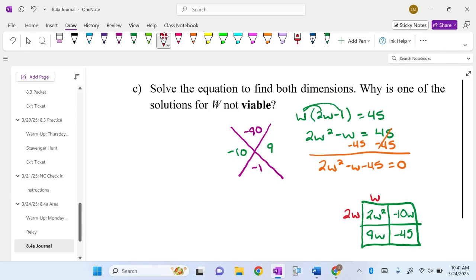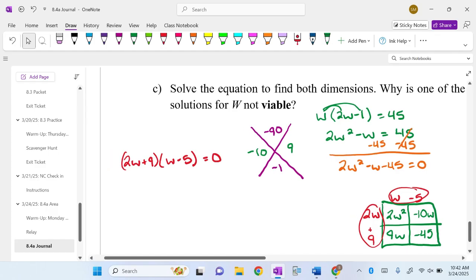2W times what gives you negative 10W? Negative 5. W times what gives you 9W? Positive 9. And then to check ourselves, 9 times negative 5 is negative 45. So we know we got the right numbers. So these are my two factors. I then have 2W plus 9 times W minus 5 is equal to 0.